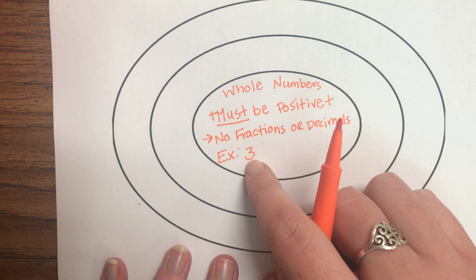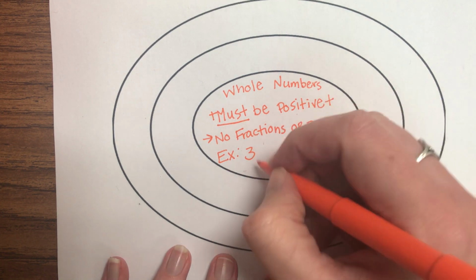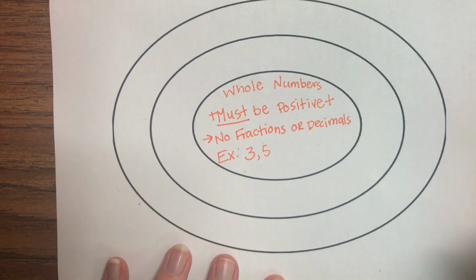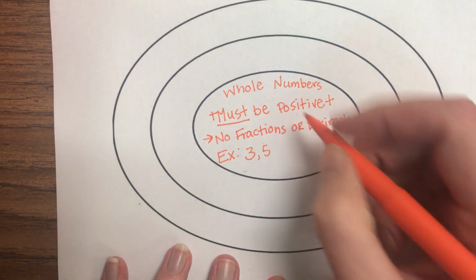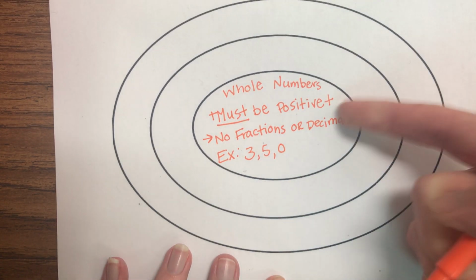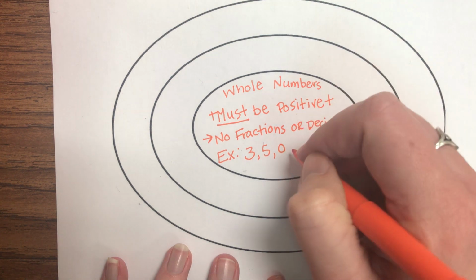Again, whole numbers are just our counting numbers, 1 through whatever it is. Another one we could think of is 5. That's a whole number. It's positive, doesn't have a fraction or a decimal. I could even do something like 0. Positive, no fractions or decimals.